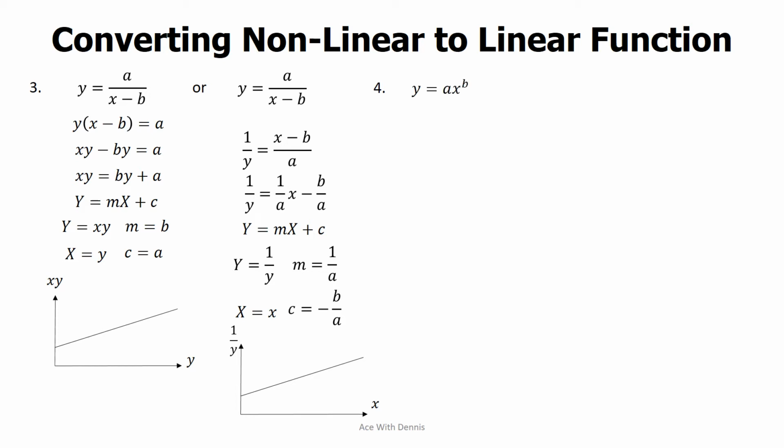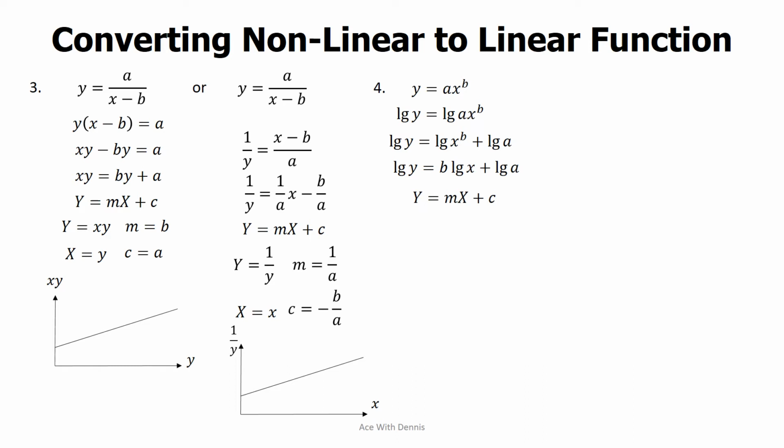Case number 4. The nonlinear function is in the form of y equals ax to the power b. So we can log both sides, which gives log y equals log ax to the power b, and it will be log y equals log x to the power b plus log a. Log y equals b log x plus log a.